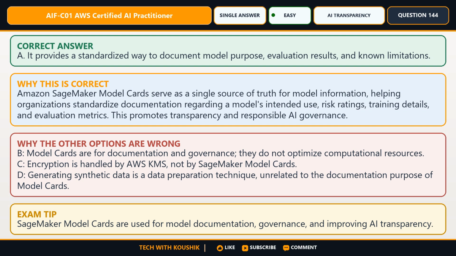Check why each remaining option is not the best fit. B. Model cards are for documentation and governance. They do not optimize computational resources. C. Encryption is handled by AWS KMS, not by SageMaker model cards. D. Generating synthetic data is a data preparation technique, unrelated to the documentation purpose of model cards. Use this elimination rule in the exam. SageMaker model cards are used for model documentation, governance, and improving AI transparency.